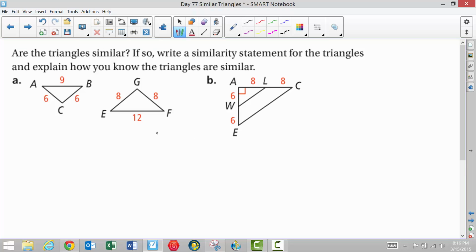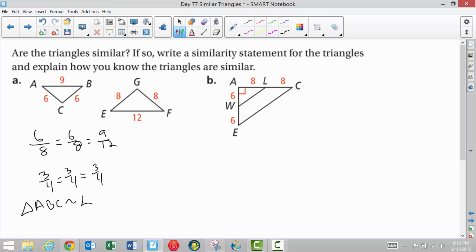Here are two more examples. So let's test side, side, side. I'm going to see if side, side, side similarity is true. So I'm going to test 6 gets compared to 8, and 9 to 12. Reduce. So 6 over 8 is 3/4, 3/4, and 3/4. So these triangles are similar by side, side, side. All side ratios are congruent, therefore the triangles are similar, not congruent. So I have triangle ABC similar to triangle, A gets compared to E, B to F, and C gets compared to G by side, side, side.